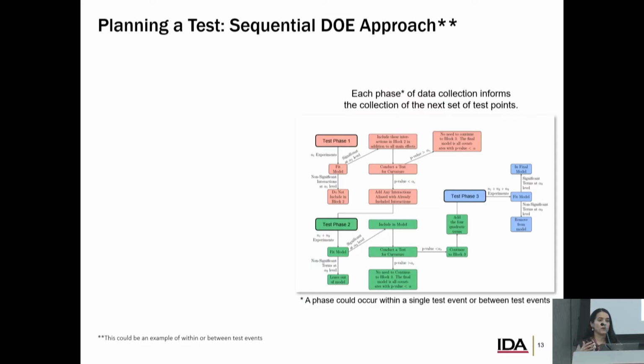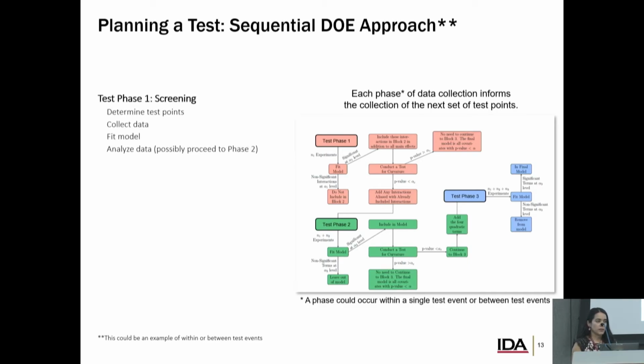So we have this method that we can do in phases. The part that I'm showing right now is 3 phases. So phase 1 will be the salmon color, phase 2 will be the green color, and then phase 3 will be the blue color. It could be within a test event that you split your shots in a certain way, or it could be between test events or among them if you have more tests. And here are the details about each phase.